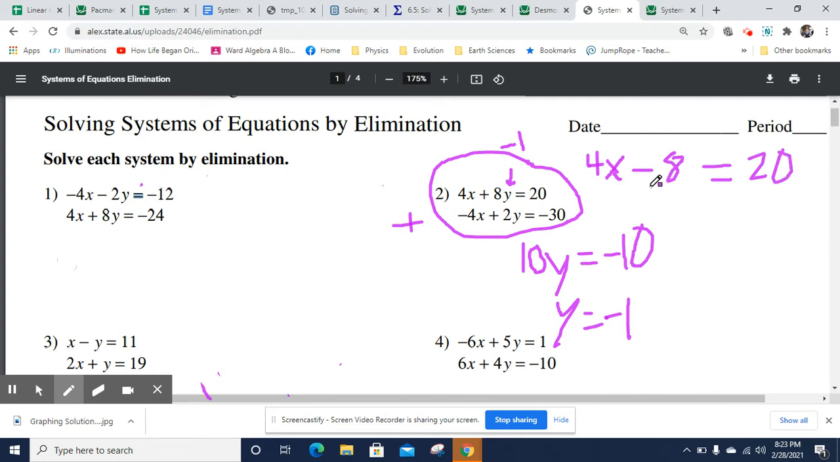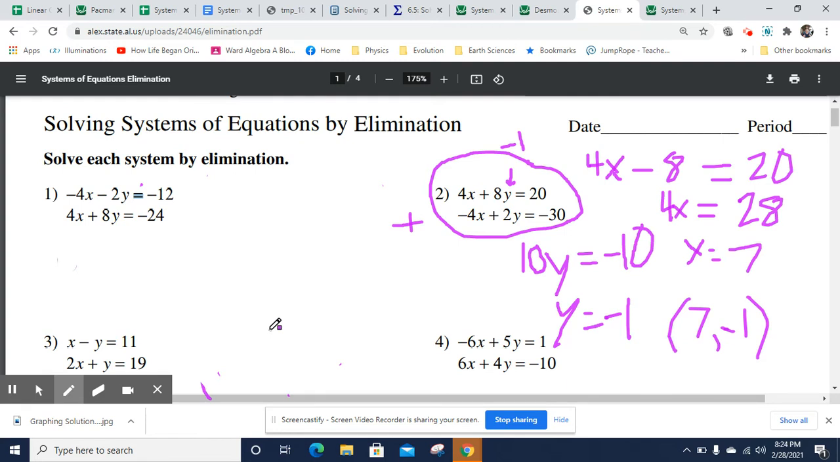And now I can add 8 to both sides. So 4x is going to equal 28 because I added 8 to both sides. And then divide both sides by 4, and x will equal 7. So my solution is 7, comma, negative 1, because x will be 7 and y will be negative 1. And that's the solution for that one.